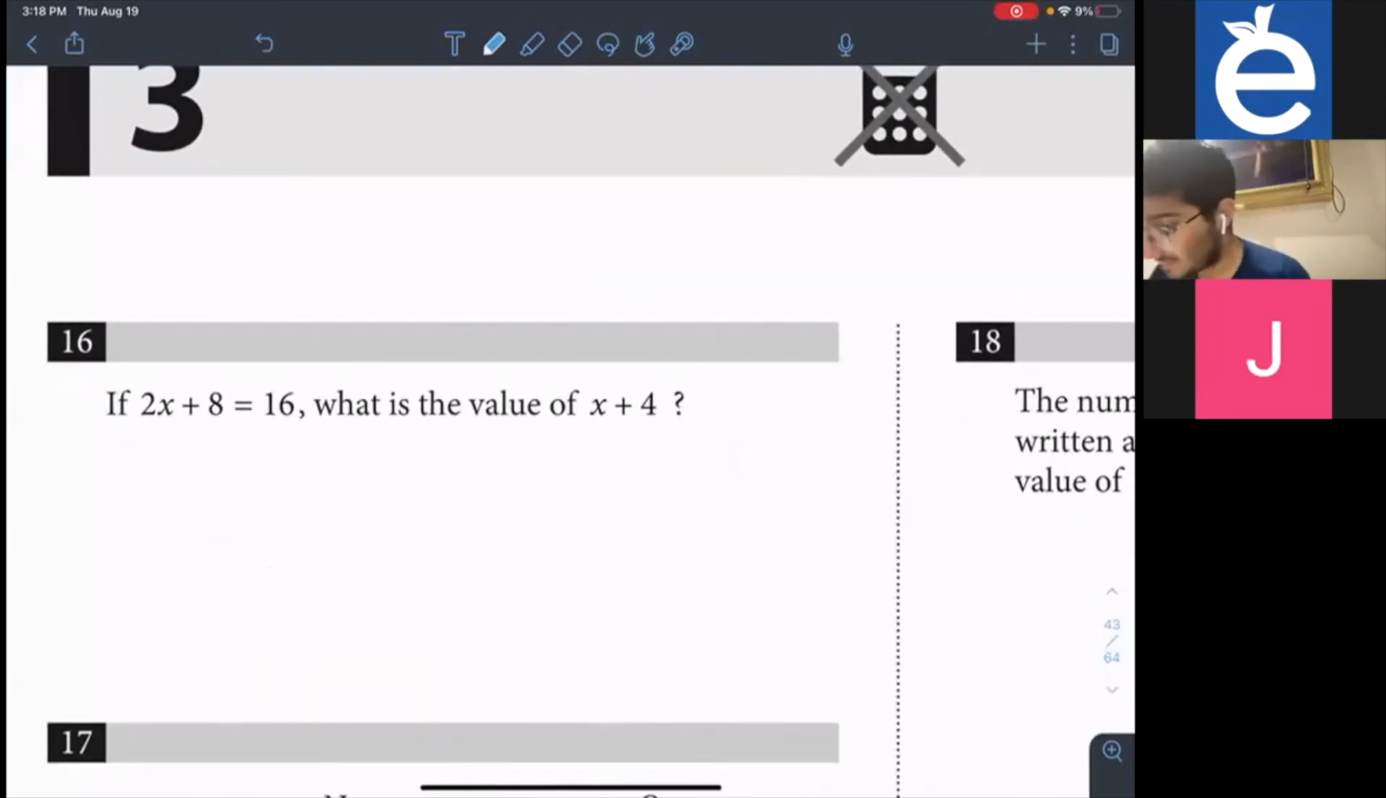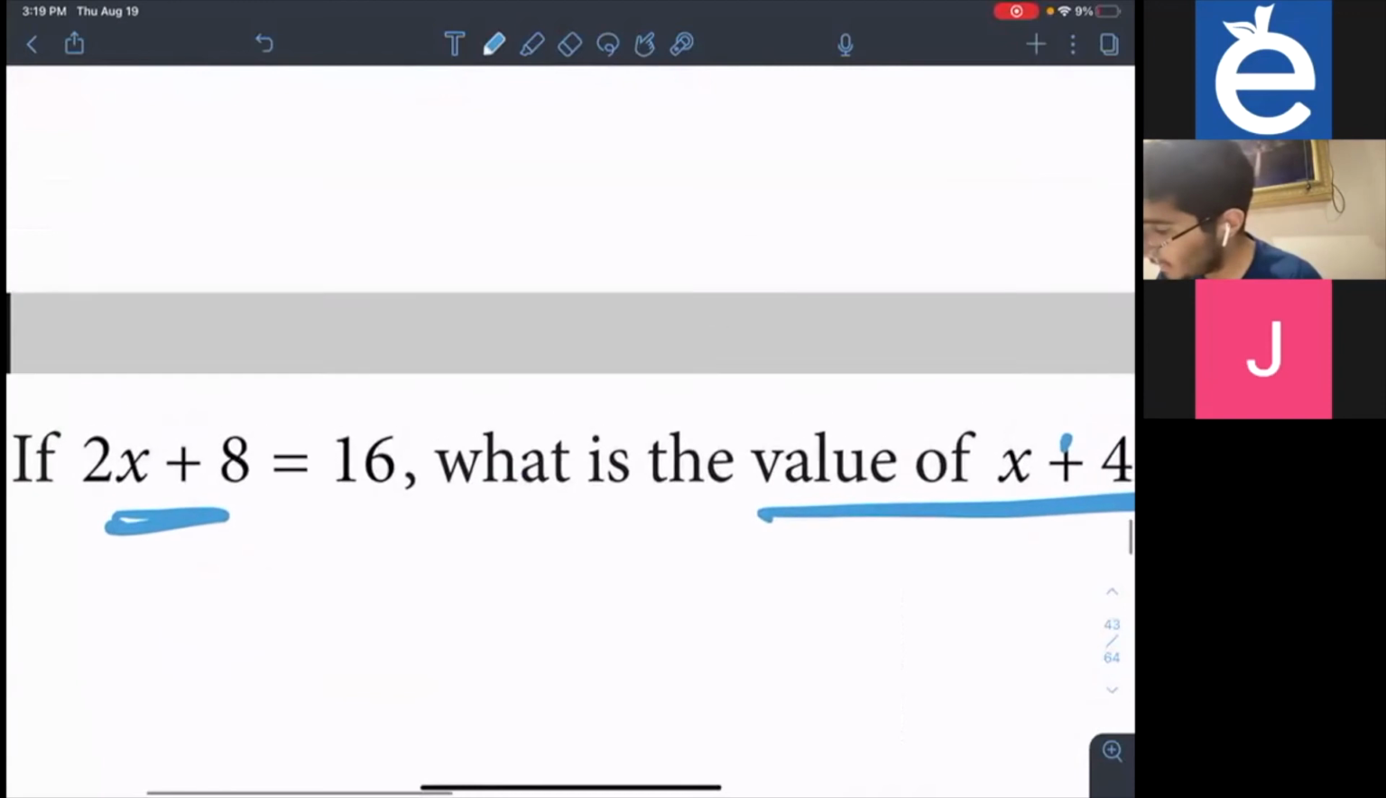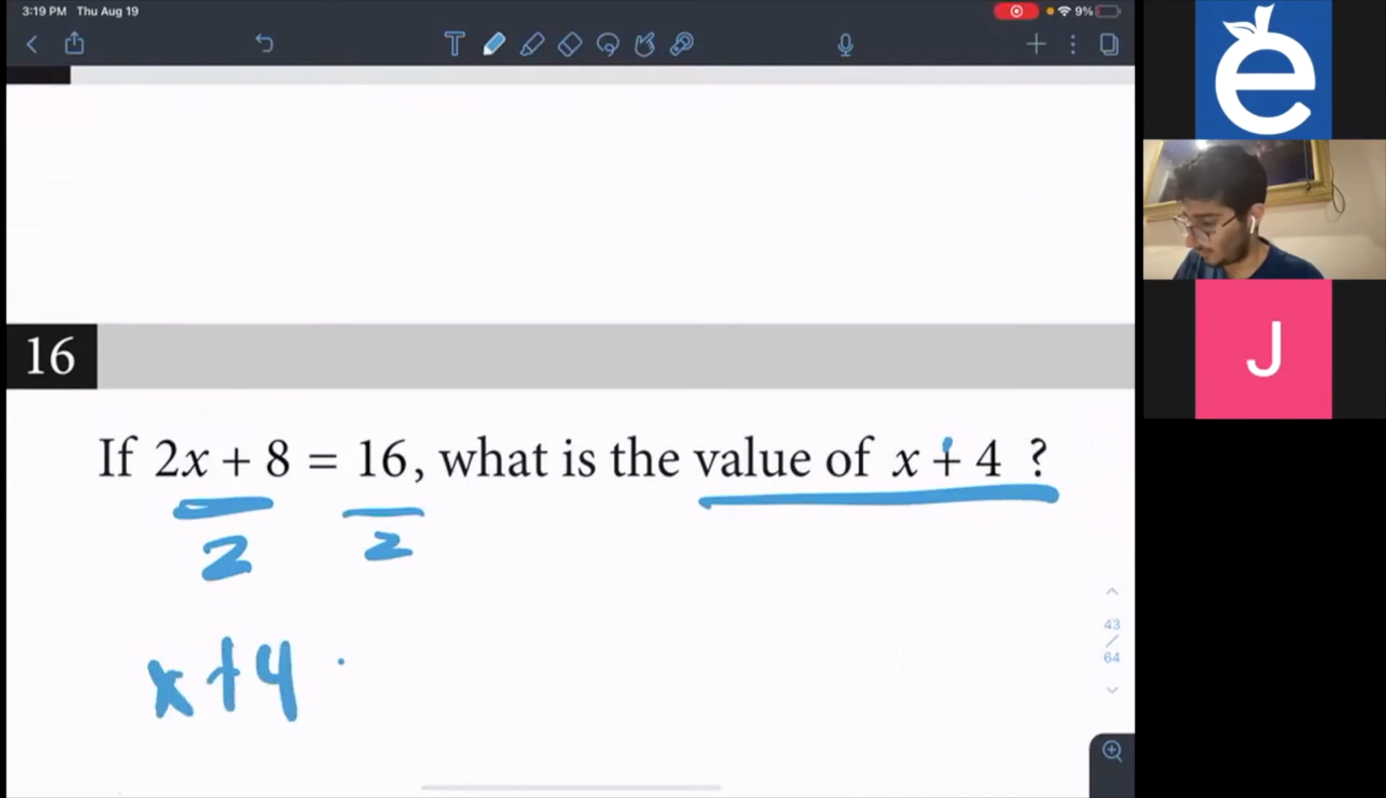16. If 2x plus 8 is equal to 16, what is the value of x plus 4? So a trick I learned was to see if you could avoid solving the entire equation in many steps. You can just divide or multiply, or try to make this equation equal to the expression they're asking for. So we can realize that if you divide 2x plus 8 by 2, you get x plus 4, which is what they're looking for.